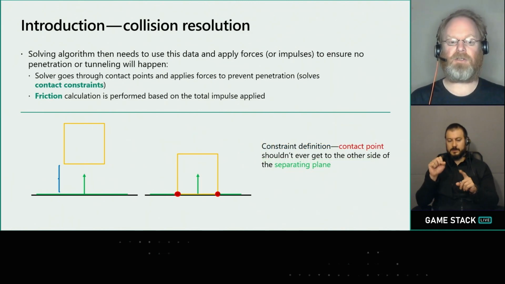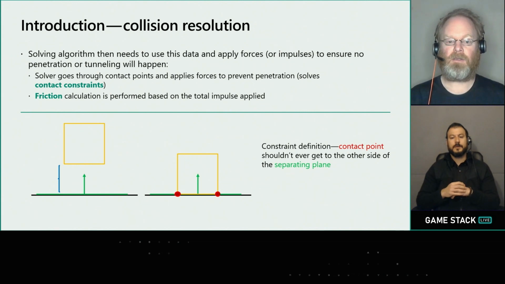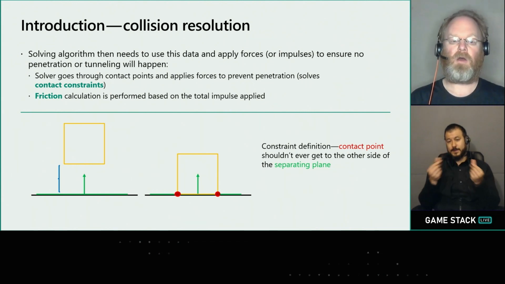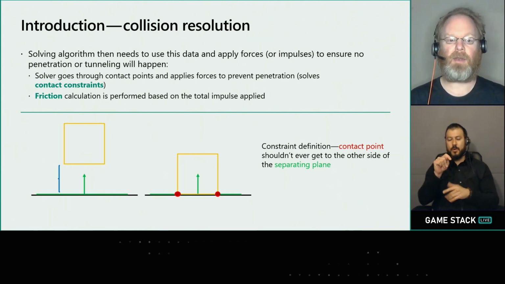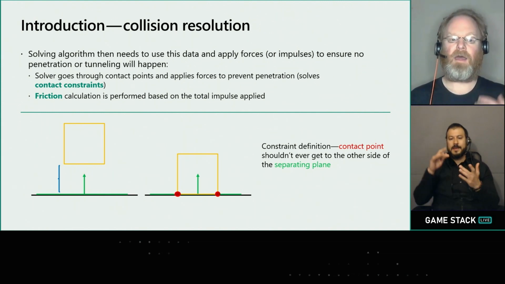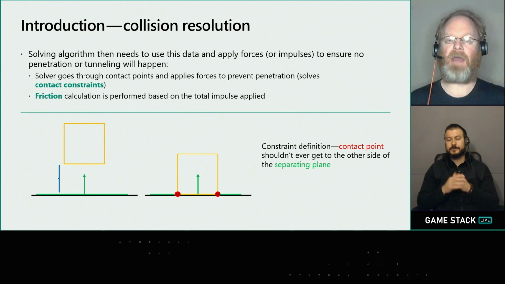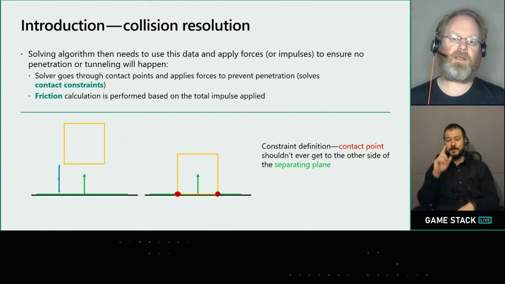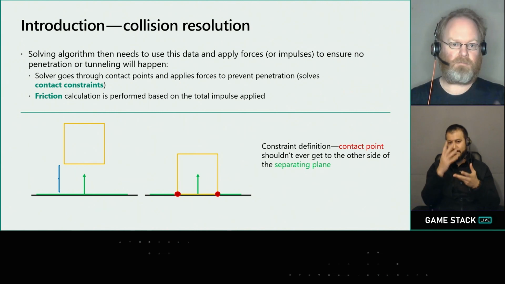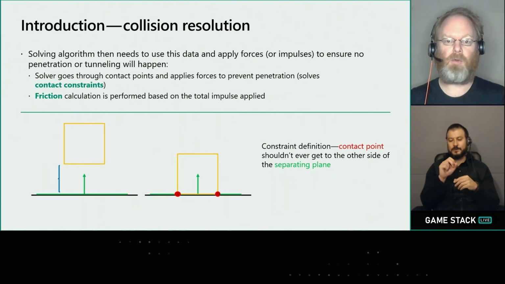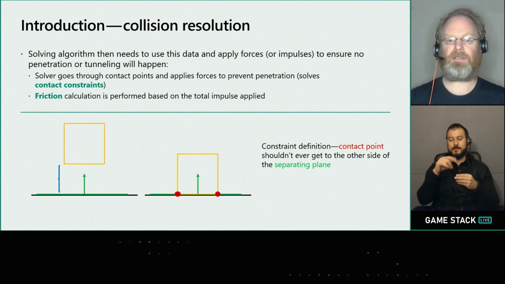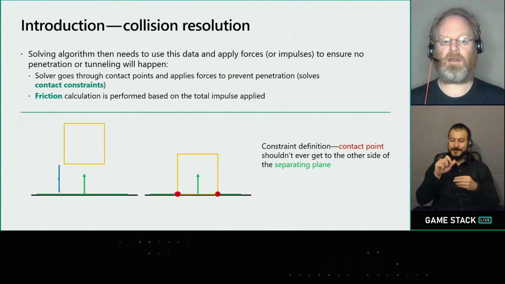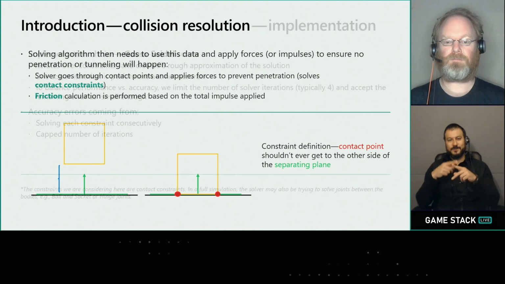For the collision resolution, we're really ultimately wanting to keep all of those contact points on the correct side of that separating plane. We're talking about contact constraints here. And friction, that's going to be calculated at the end, is another force that is going to use all of that information from the resolution of the contact points. The total impulses that we've applied to keep those bodies separate can go into calculating a friction impulse.